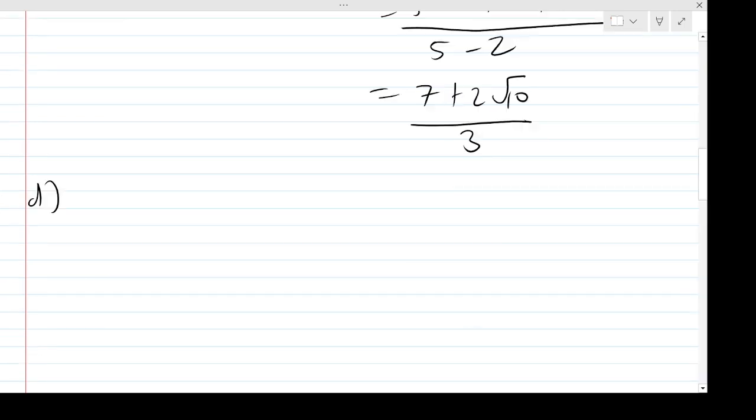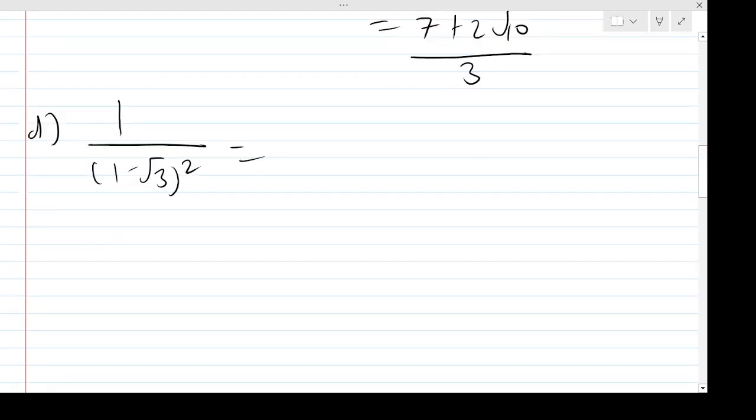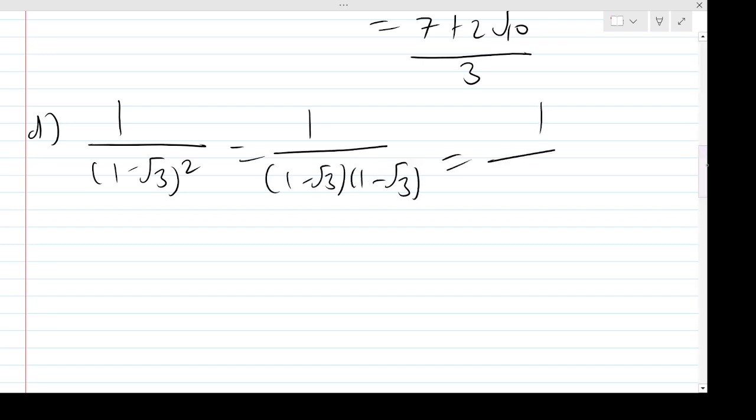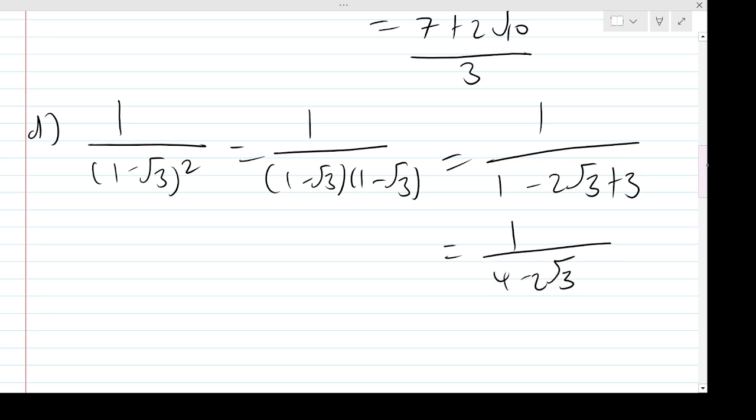Okay, part D, we have 1 over 1 minus root 3, all squared. So I could expand the denominator first, the bracket. So that'd be 1 minus root 3 times 1 minus root 3. And so if I expand that, I get 1 times 1 is 1, minus root 3, minus root 3 is minus 2 root 3, then minus root 3 times minus root 3 is plus 3. Then we have 1 over 4 minus 2 root 3, and then I'm going to times by the conjugate, so 4 add 2 root 3, the opposite sign.